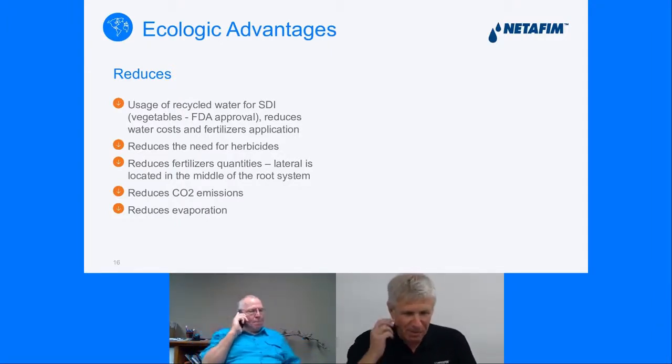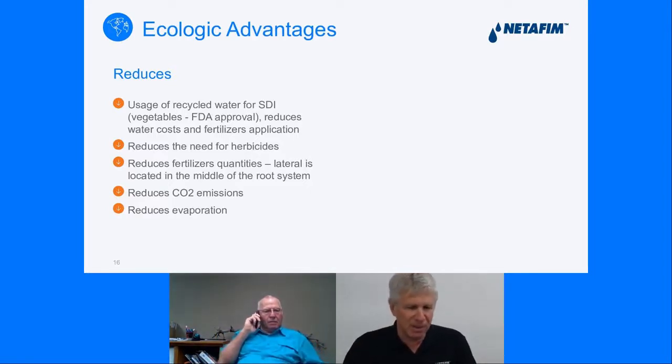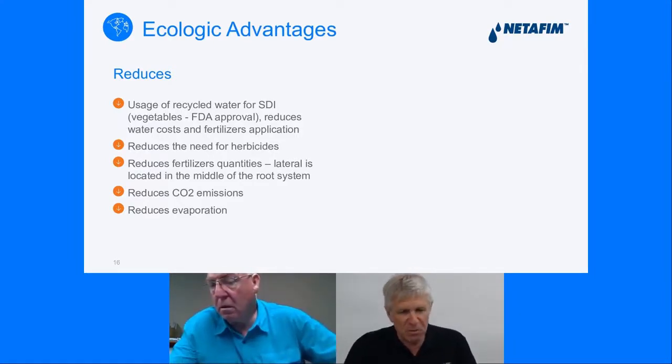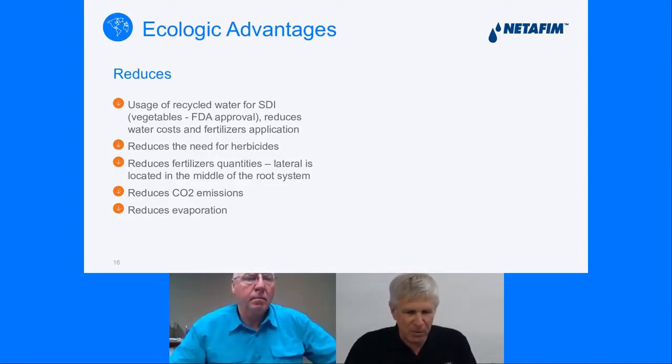And on the other end, when we are speaking about recycled water, normally we have some nutrients in the recycled water, so we can reduce the total quantity of fertilizer that we need to add. Reduce the need for herbicide, because we are not wetting the soil surface. Reduce the fertilizer quantities because the lateral, in most cases, is located close to the root system. So it's very efficient for the nutrients to be absorbed by the roots of the plant. Reduces carbon dioxide emission to a large extent and reduces evaporation, and by this saves water.